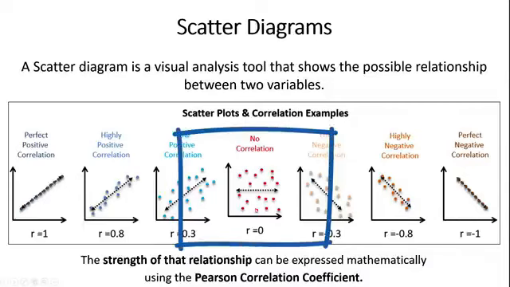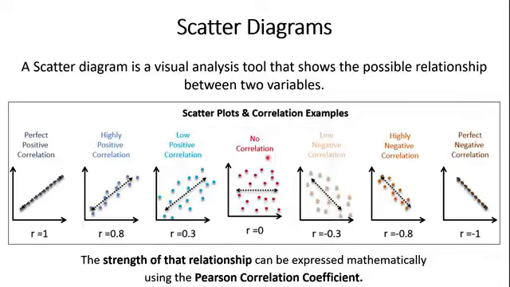Now, as we get closer to 0, we start to lose that relationship. An r value of 0 means there's no correlation between those two parameters. As x changes, y basically does whatever it wants. There's no relationship between those two variables.